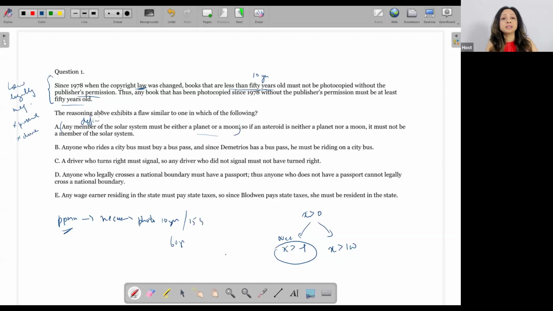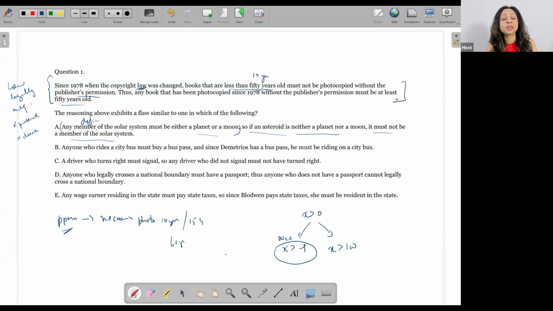If I'm defining the solar system, look, we know that the solar system has asteroids and comets and whatever other things as well, right? But in case I'm defining it as that any member of the solar system must be either a planet or a moon, then that is what is necessary. So if an asteroid is neither a planet nor a moon, if an asteroid does not satisfy the necessary condition, then I'm saying that it must not be a member of the solar system. Well, pretty much the logic is very similar to this one.